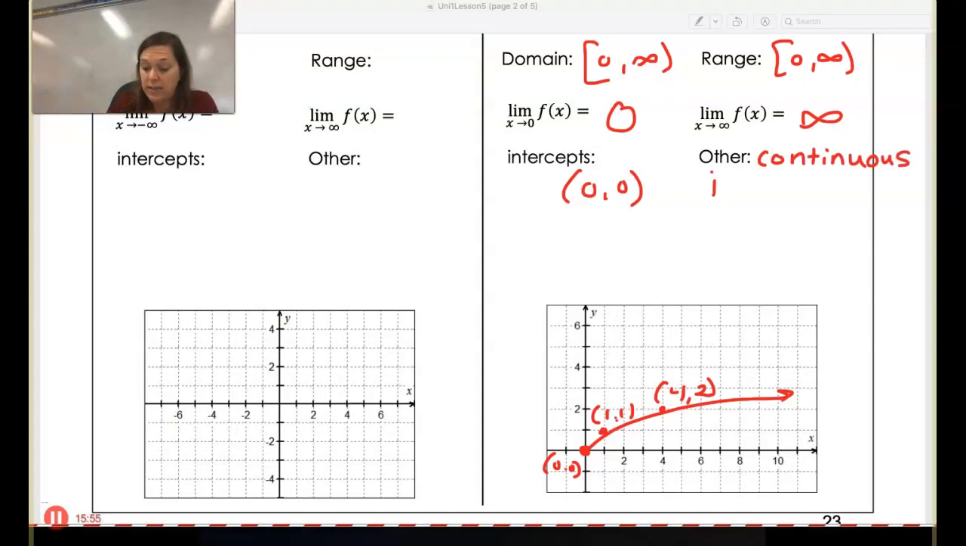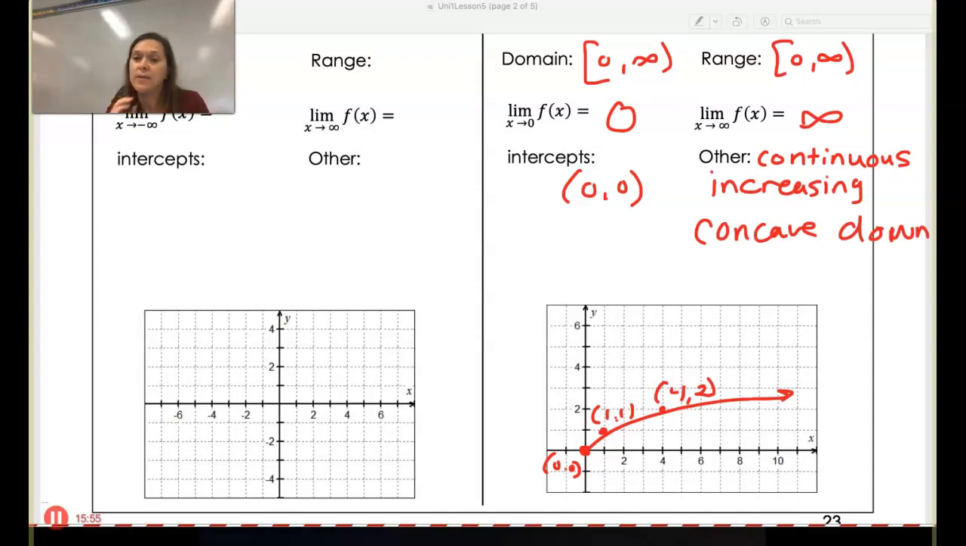I would say that it's increasing on the whole entire graph. It is concave down. If I poured water in it, it would fall out. So the whole graph is concave down. And we also could say that it's bounded below. I do have a minimum there that nothing's going below. So it's bounded below, an absolute minimum at 0, 0.